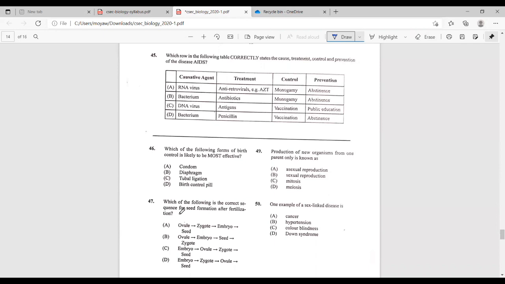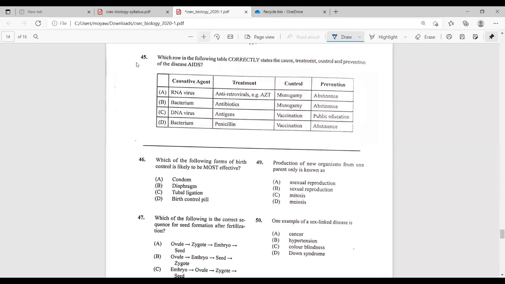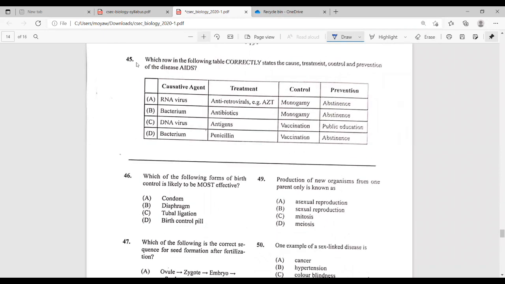45. Which of the following tables correctly states the cause, treatment, control, and prevention of the disease AIDS? This is also a repeated question. Now, for HIV and AIDS, it is caused by an RNA virus, and this RNA virus can be treated by antiretrovirals, and we control it by just having one partner, so no multiple partners. So it's just one partner. And then another way to prevent it is by abstaining. If you're not having sex, then guess what?